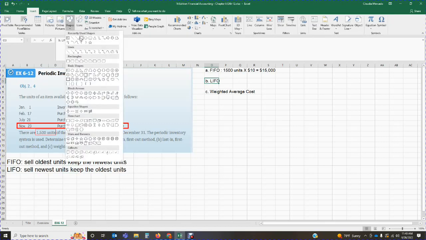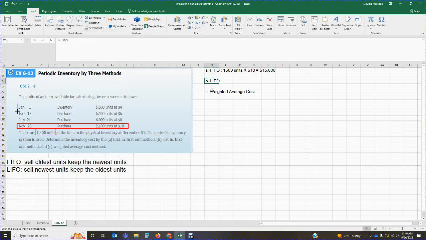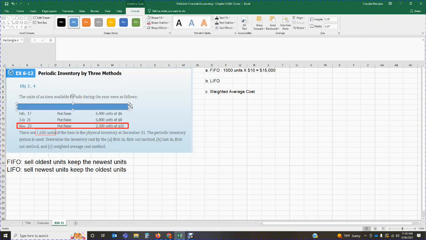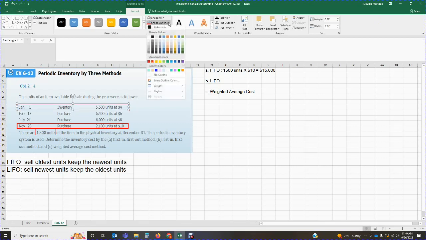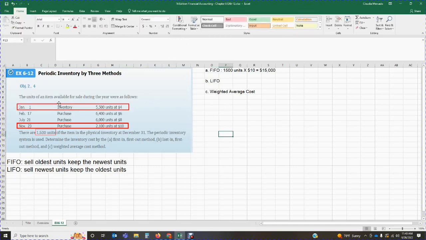My oldest units are from over here, from my beginning inventory. My oldest units are from January the 1st. I have 5,500 units to start off with. Now I only have 1,500 remaining, 1,500 units out of those 5,500.